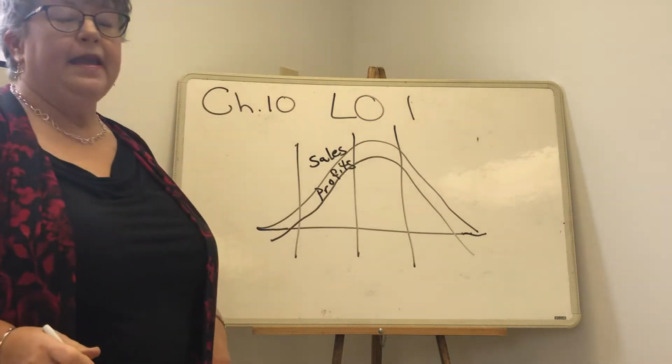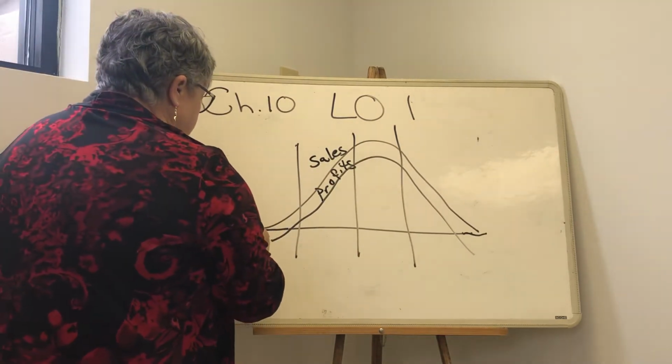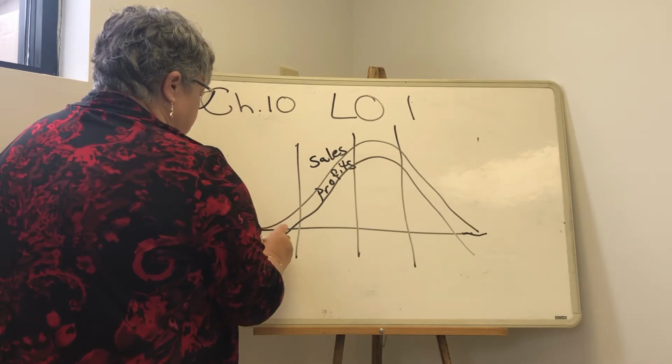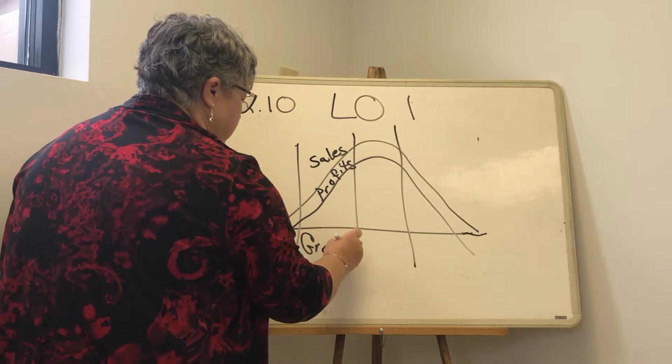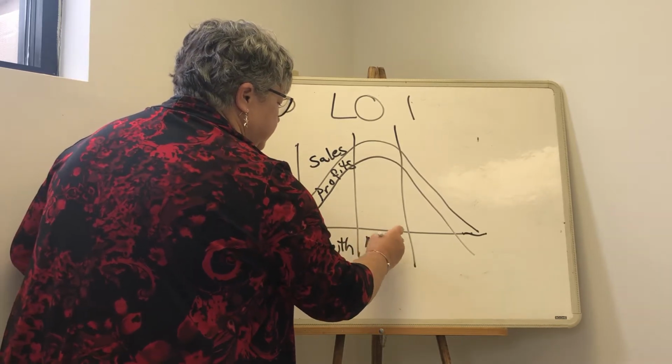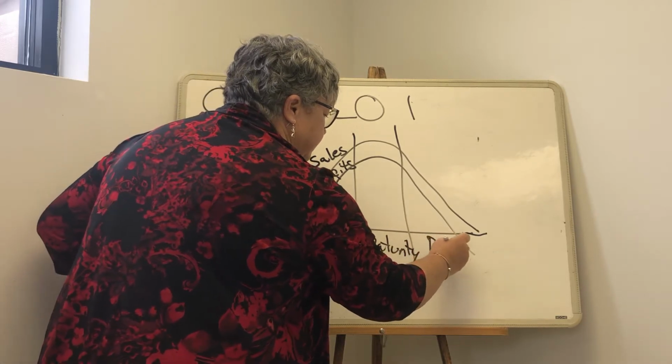Okay. Now, the 4 areas then are going to be introduction, growth, maturity, and decline.